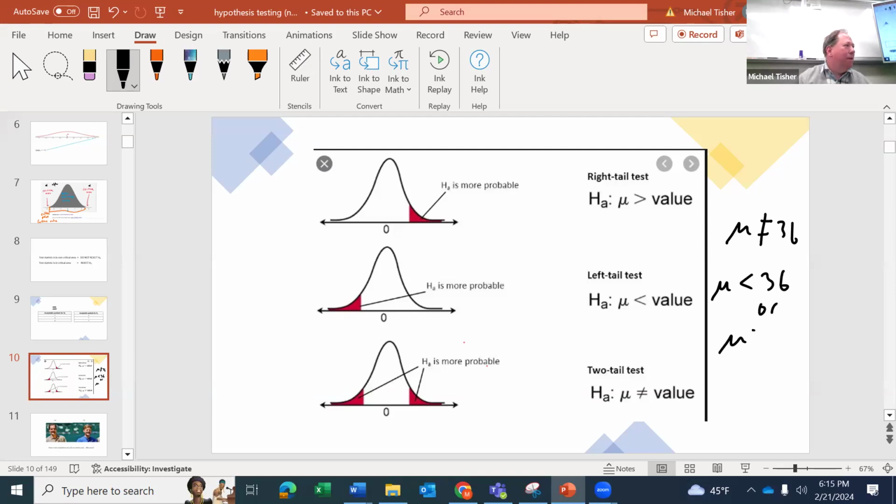Well, we're not equal to greater than 36, yes. So if you're not equal to, you must be less than or greater than. So if you have a not equal to in your HA, then it can be less than or greater than, which we call a two-tail test, both tails.